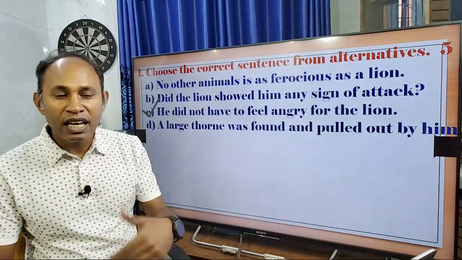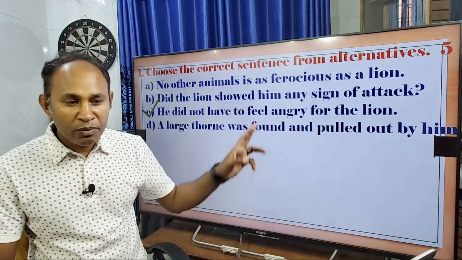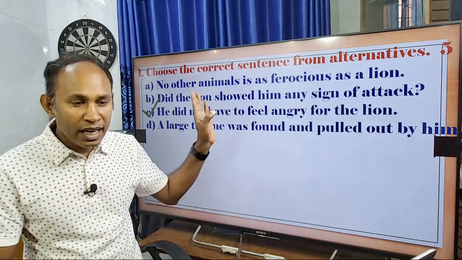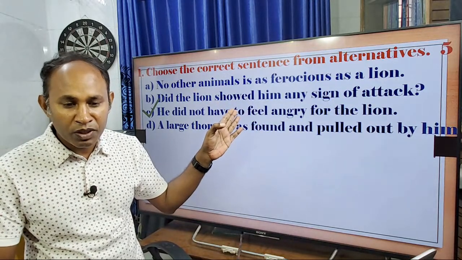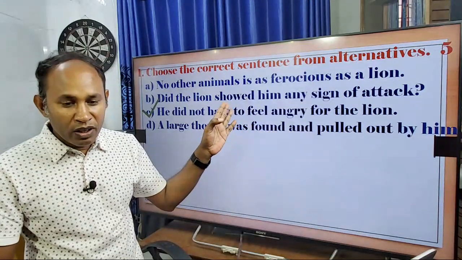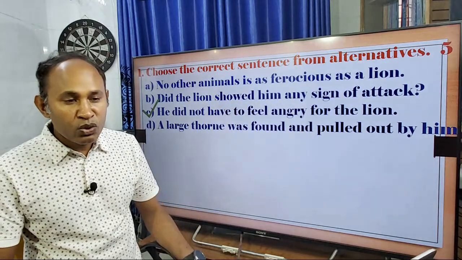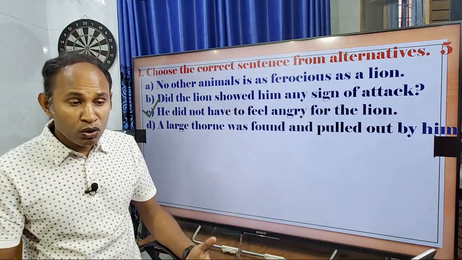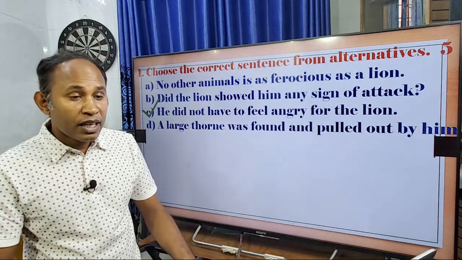Go to the second sentence. There you see, "did the lion showed." That means there we have used the auxiliary verb "did." After that we should have the past participle form of the verb. Okay, past participle form of the verb. That's why this B answer is also wrong.